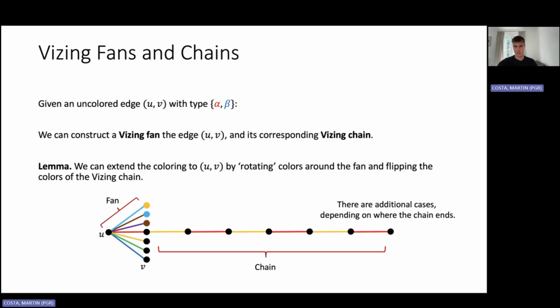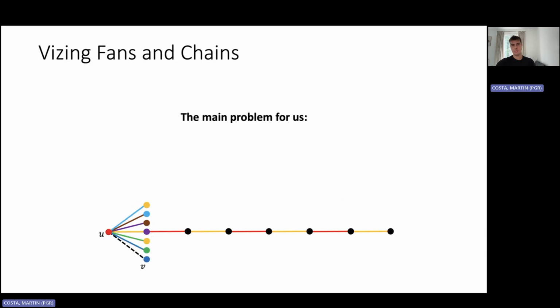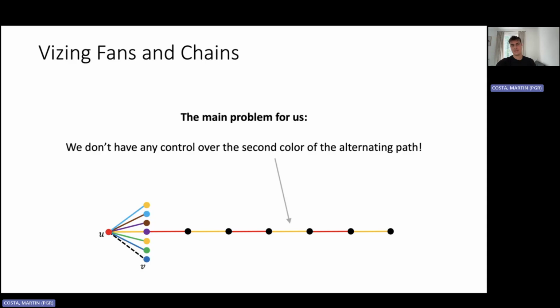And there are various cases depending on where exactly the Vizing chain ends and so on, but the details here aren't too important. The main point here really is that this definition is pretty difficult to work with for our purposes. And the reason for this is that we don't have any control over the second color being used in this alternating path that is being flipped by the algorithm.